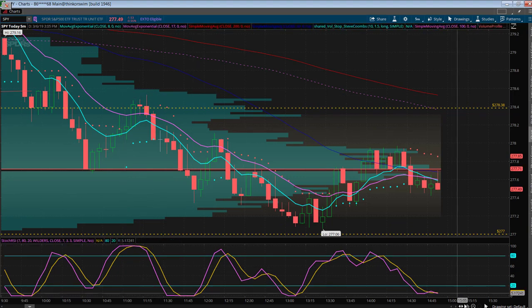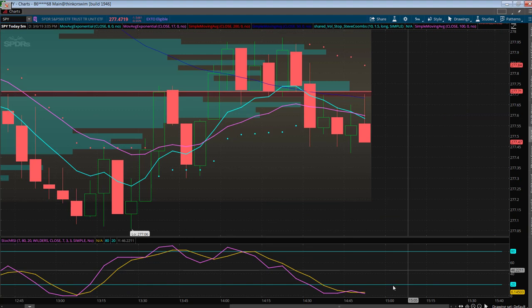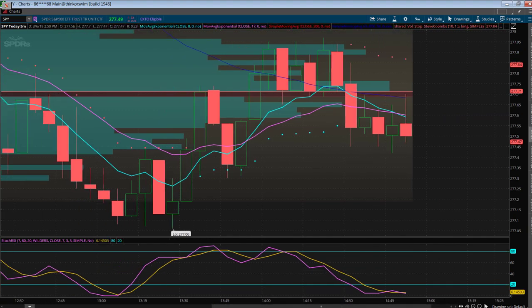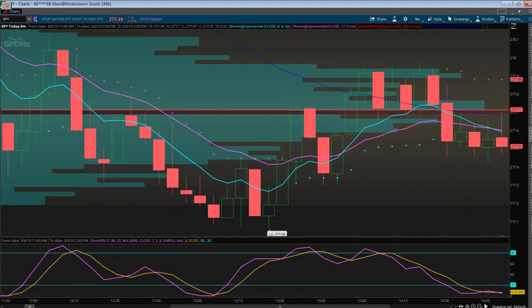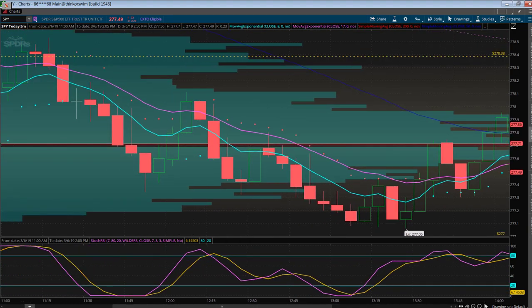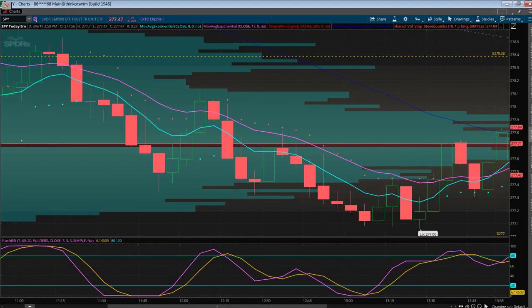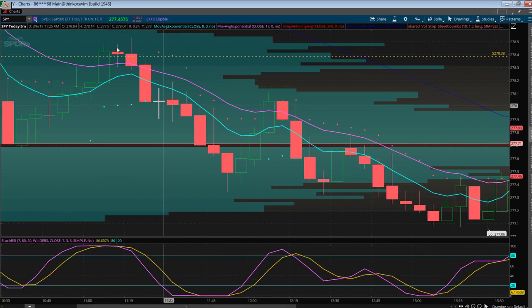Was it before that? It's right here. Bingo, bango, bongo. These are the candles that count. Not that one. 1, 2, and 3. Move up. Doji indecision. We got our decision.